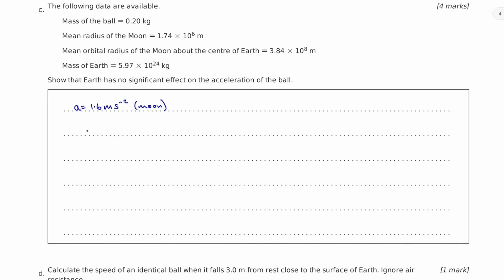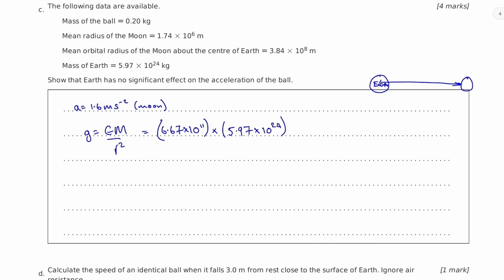Well, let's use g is equal to GM over r squared, because that will let us find out what the gravitational field strength is. Let's find out what g is of the Earth on the moon's surface. So let's use g equals GM over r squared with this distance here to find out what g is relative to the Earth at that stage. G is Newton's gravitational constant, and you can look up the data booklet for that. It's 6.67 times 10 to the minus 11. M is the mass of the Earth, which is 5.97 times 10 to the 24.